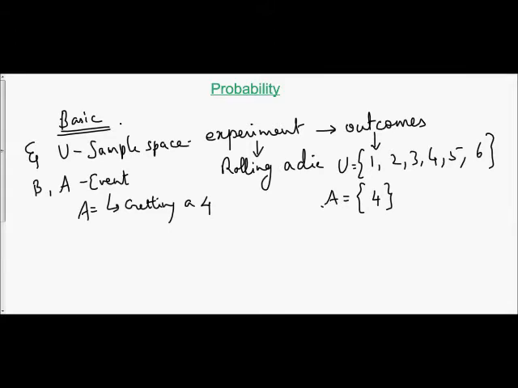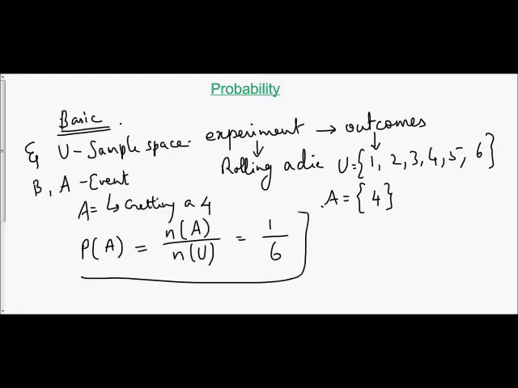Okay, now what does probability of A mean? Probability of A is probability of getting a 4 when a die is rolled. Okay, the formula, the definition for this is the number of elements in set A divided by the number of elements in set U. Okay, here it is 1 over 6. So this is a very basic definition of a probability: n of A divided by n of U. Okay, so what you have to do is you should know how many elements are there in U and how many elements are there in A, and you just need to divide them.